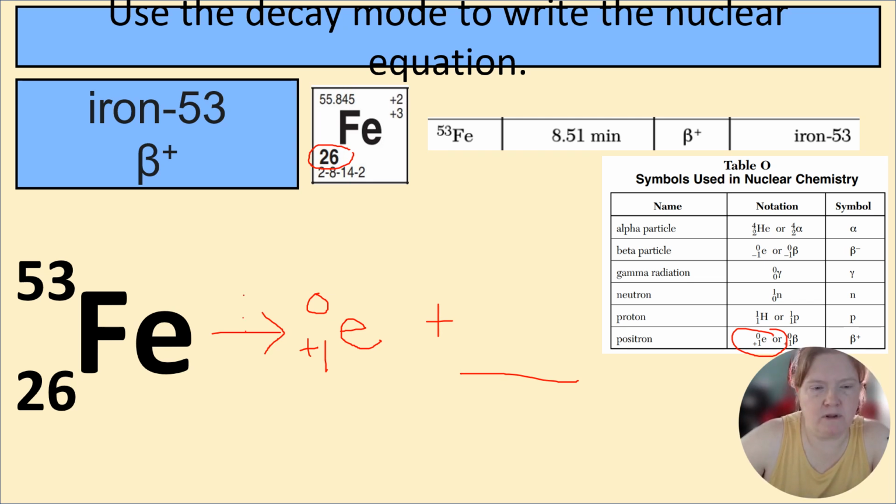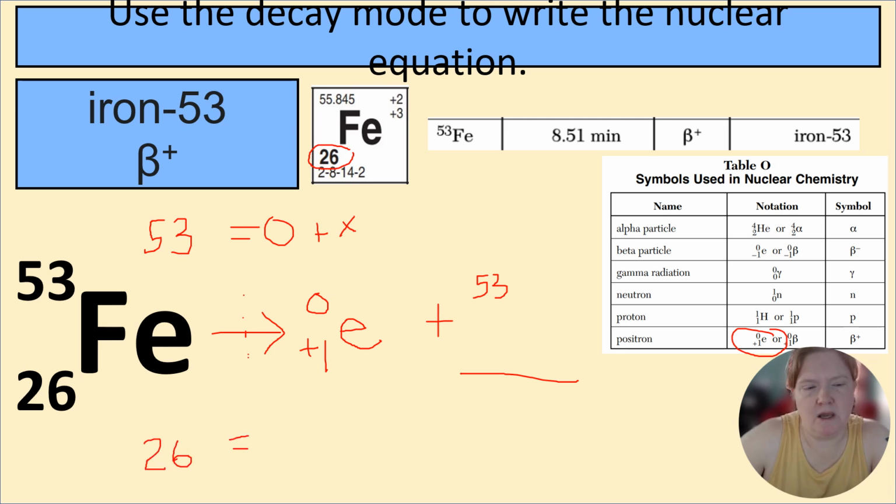Okay, remember, wherever the arrow is, that's going to be my equal sign. Let's figure out what belongs on the top. Well, 53 on this side, 0 plus X on this side. Should be obvious, the top number is 53. Let's look at the bottom. 26 equals positive 1 plus X. How do I solve for X? Subtract 1 from both sides, and that gives me 25.